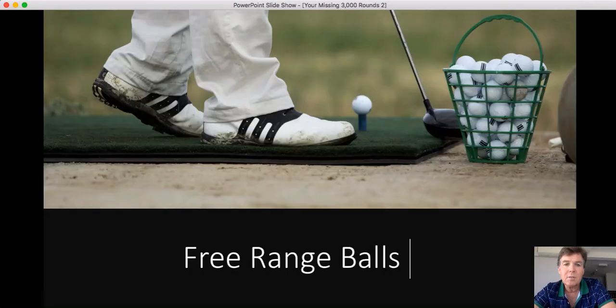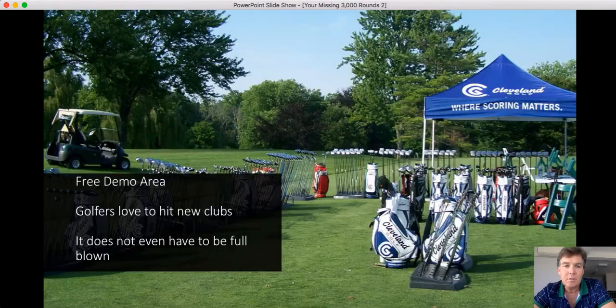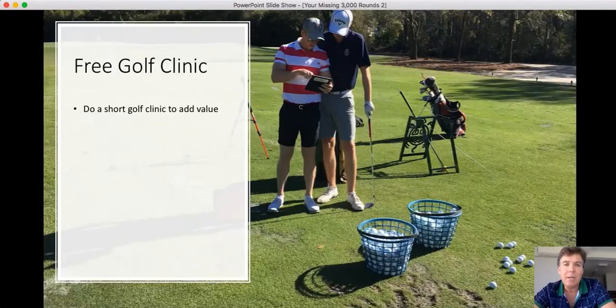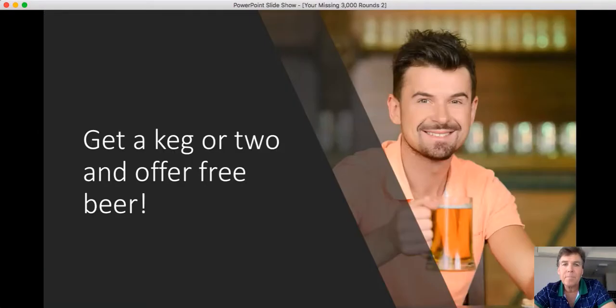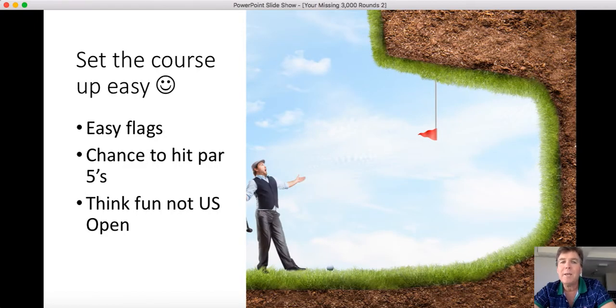Free carts, free range balls, free demo area. Golfers love to hit demo clubs. Free golf clinic to add value. Get a keg or two and offer free beer as well. Set the course up easy. Easy flags, chance to hit the par 5s in 2. Think fun, not US Open.